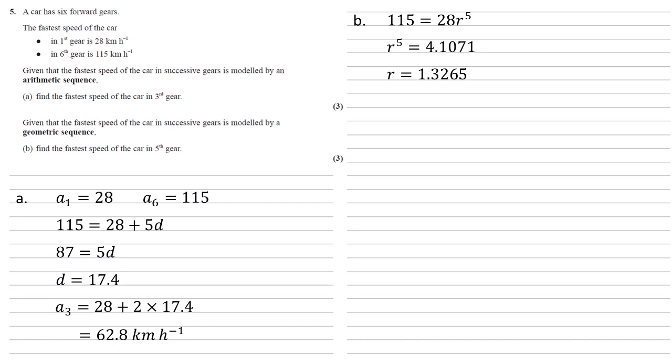We need the fastest speed of the car in fifth gear, so this is our first gear, multiplied up 4 times. So A5 equals 28 times by 1.3265 to the power of 4, which equals 86.7 kilometers per hour.